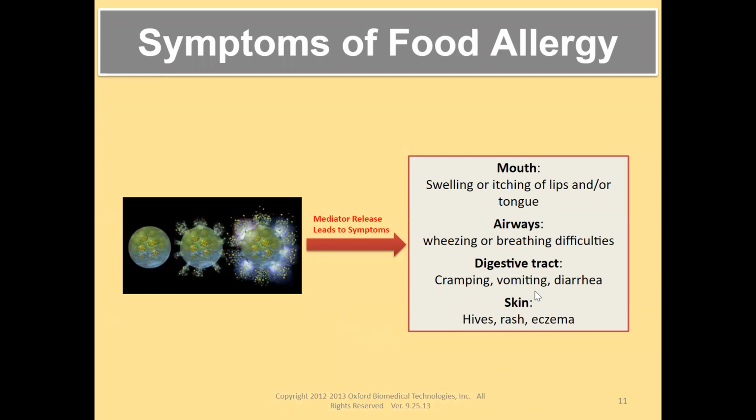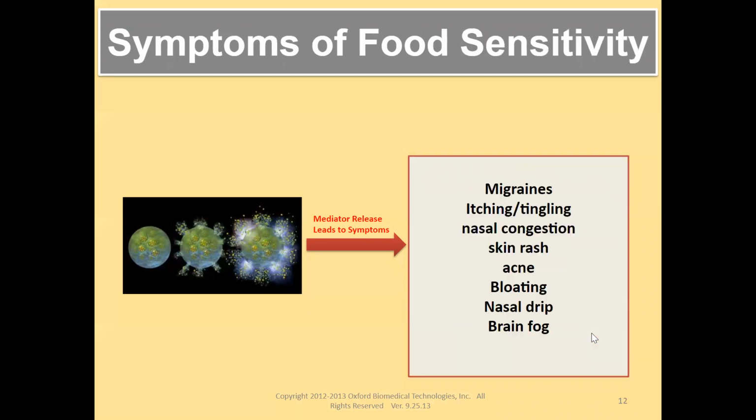So symptoms of a food allergy can be swelling, itching of the lips or tongue. You have breathing problems, you start to cramp, vomit, you have diarrhea, or you start to develop hives, rash, or eczema. Now, food sensitivity is different than a food allergy. So this is important to understand. They both involve an inflammatory response. They both involve the immune system, but the immune pathways are different.